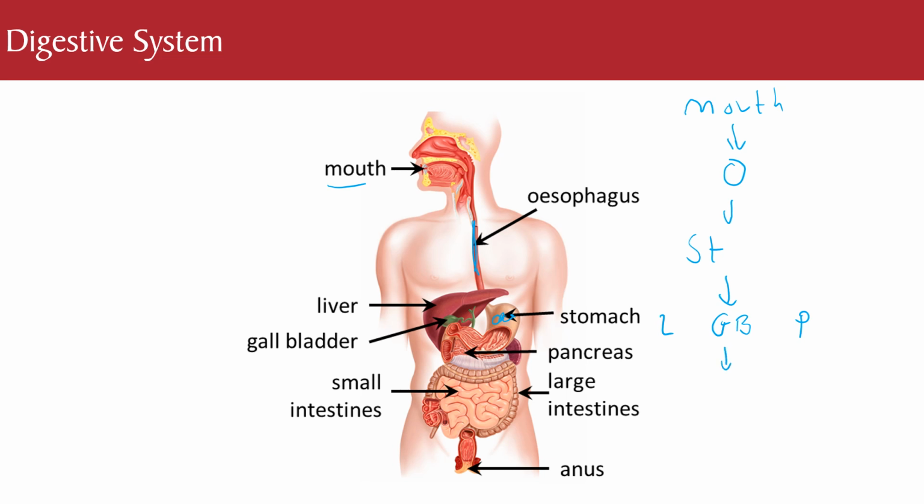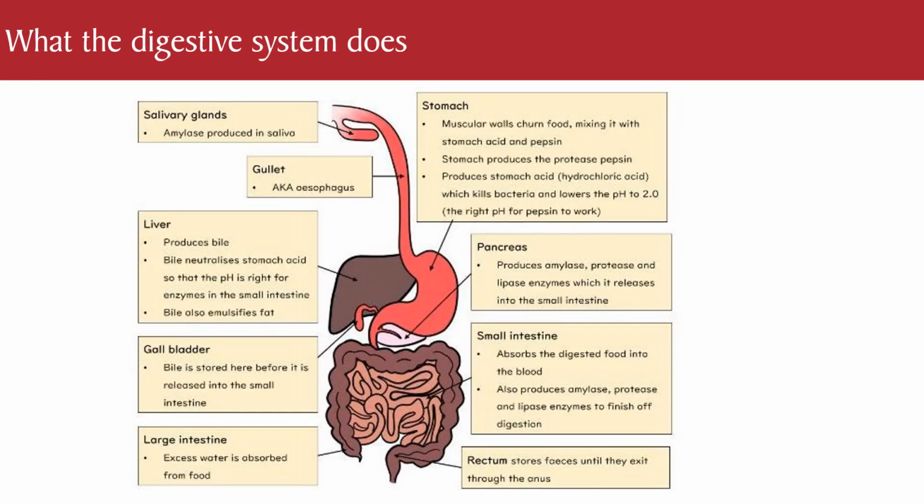Once it's gone from the stomach, it goes into the small intestine, then the large intestine, not fitting it on very well. Then often it will say rectum, so rectum is just around about here, and then it goes to the anus. Okay, so that is the actual process of the digestive system, all the different organs that are involved. Now this is what each individual part does.